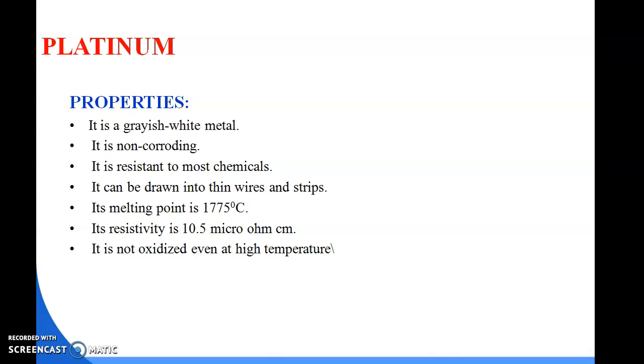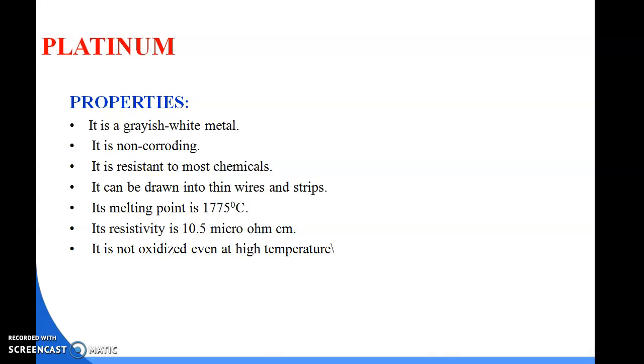Its melting point is 1775 degrees centigrade. Its resistivity is 10.5 micro ohm. It is not oxidized even at high temperature. That means it will not oxidize even if your temperature is high.